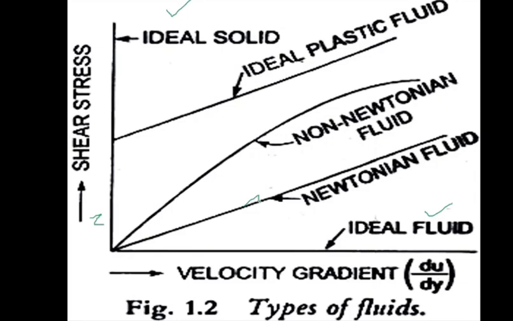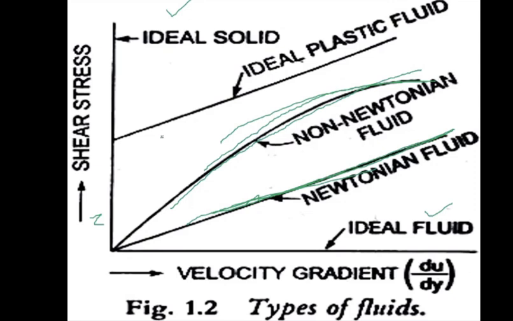The next, non-Newtonian fluid: a real fluid in which the shear stress is not proportional. See here, the variation is not proportional, whereas here Newtonian fluid is proportional. So it is not proportional, so we have to draw like this. So a real fluid in which the shear stress is not proportional to the rate of shear strain is known as non-Newtonian fluid. Next comes our ideal plastic fluid.